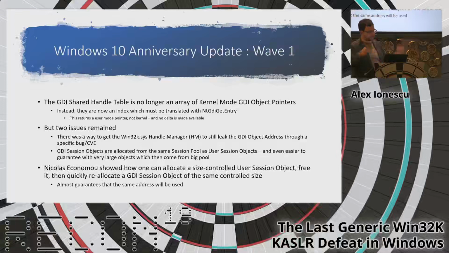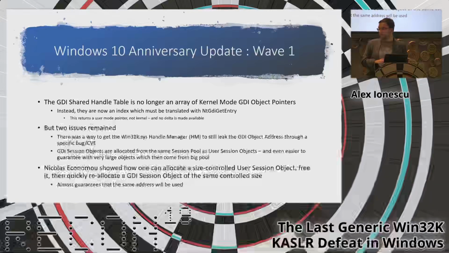So that's great. Unfortunately, there was an inherent bug in Win32K's handle manager that someone found, which was fixed, which still allowed you to leak the address. But then there was a more generic problem as well. So that CVE aside, there's a bigger problem. The bigger problem is that GDI objects that come from what's called session space come from the same kernel heap, which is called a session pool, as user session objects.